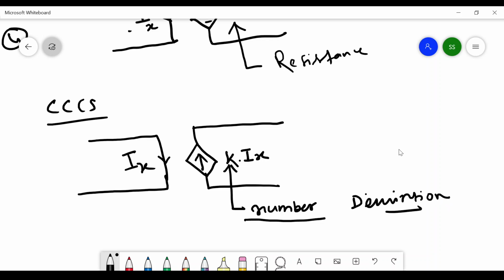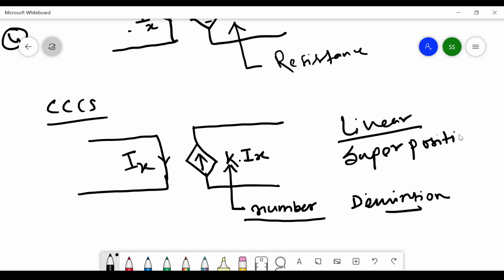like transconductance or transresistance. Okay. And another important thing is that this is also a linear element. That means superposition is maintained, superposition is compliant. Okay.